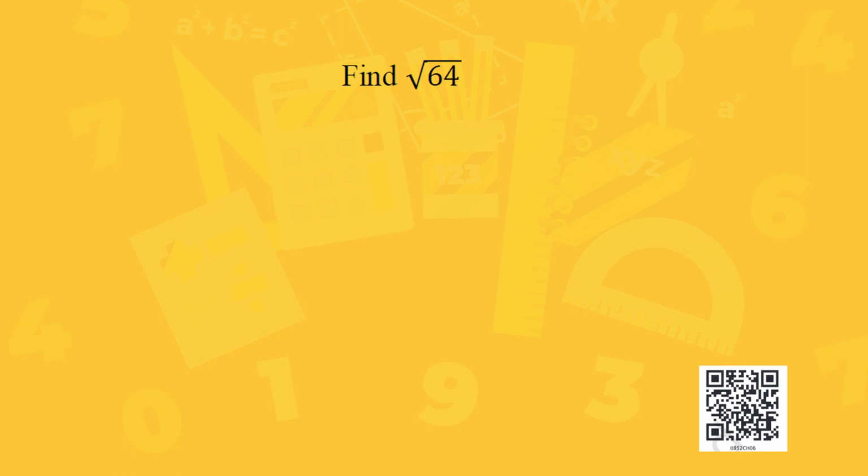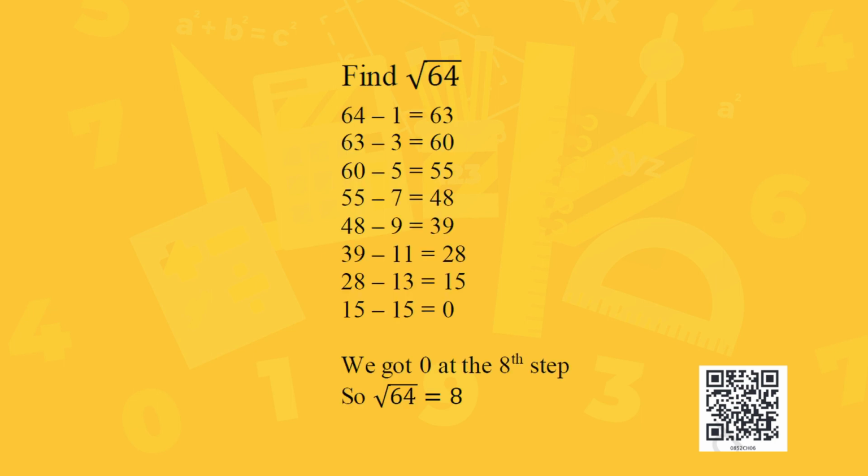Now let us try to find the square root of 64. As we did earlier, let us subtract the odd numbers starting from 1 and so on. We start with 64 minus 1, which is equal to 63, 63 minus 3 is equal to 60, and if you keep repeating the same process, at the 8th step we get 15 minus 15, which is equal to 0. So, here we end up with 0 at the 8th step. Therefore, the square root of 64 is equal to 8.